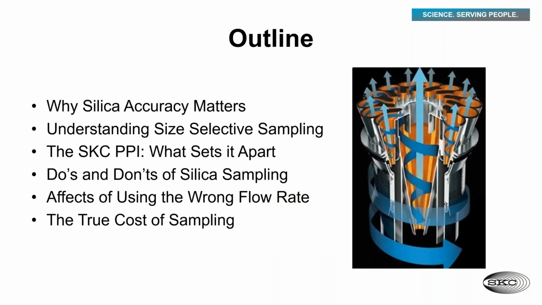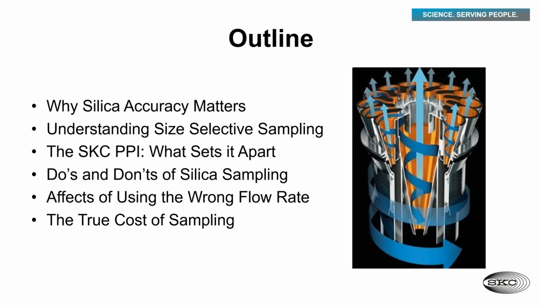But as far as the outline of how the flow is going to work today, we're going to talk about silica accuracy and why it matters. We're going to talk about size-selective sampling and how each one is a little bit different and how they collect those particles in a very unique way. Talk about the SKC PPI, how it's different, how it's similar, some do's and don'ts of silica sampling for both the PPI and a cyclone, and talk about some effects of using a wrong flow rate. If anyone's done any size-selective sampling in the past, there's a good chance that at least one time they've accidentally used the wrong flow rate.